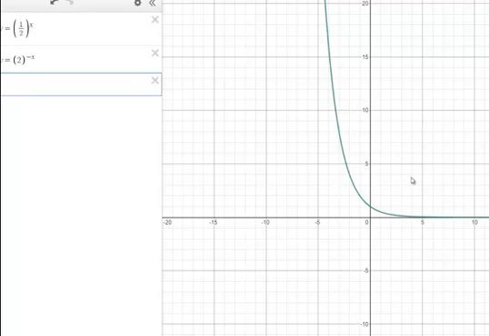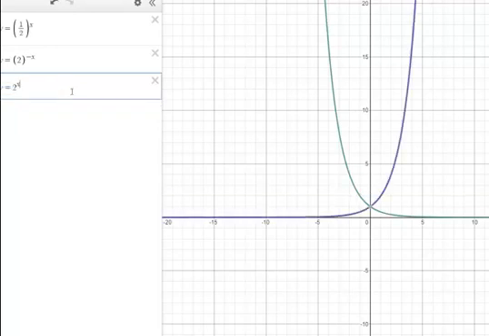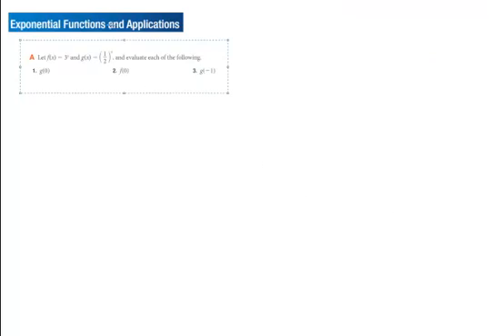We call these functions decay functions because they're getting smaller and smaller. They're dying functions. When I was looking at y equals 2 to the x, these are growth functions because they are getting bigger and bigger. But notice how they just reflect about that y-axis.